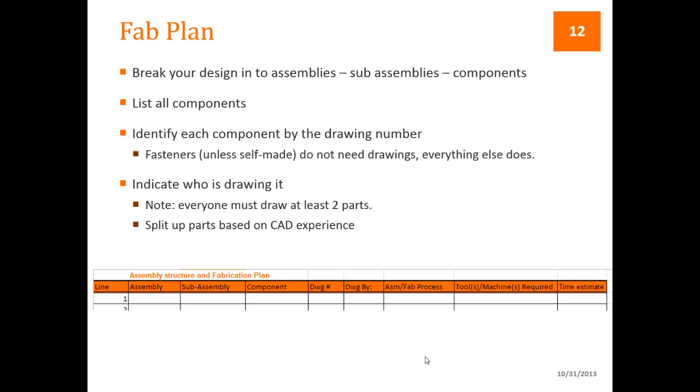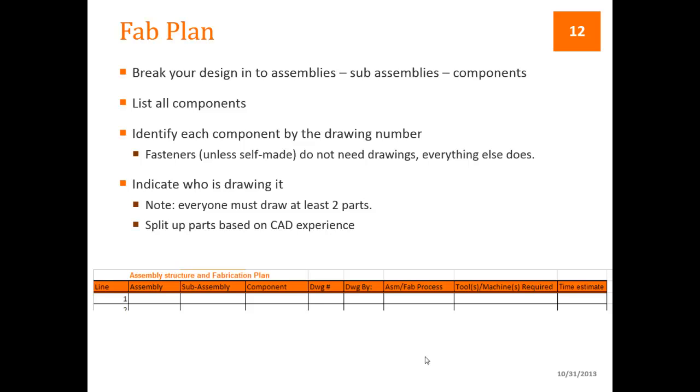The idea behind the fab plan is we're going to look at our entire design, and break that up into assemblies and sub-assemblies and then into components. So the goal is to have a list of every single component that is in our design. So everything from the shafts to the screws that are holding it together, to the boxes, to the 4 pieces of wood that we're making our box out of, everything. So we're going to get a list of all of these components and also the sub-assemblies and assemblies that they're in.